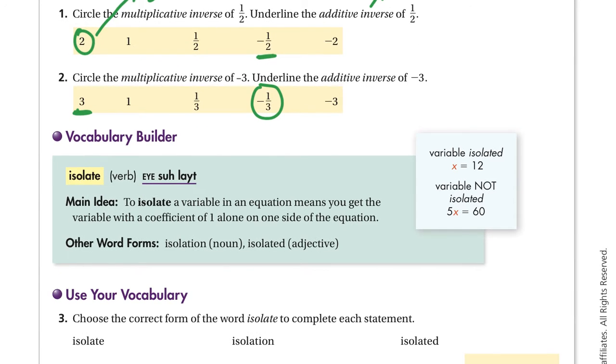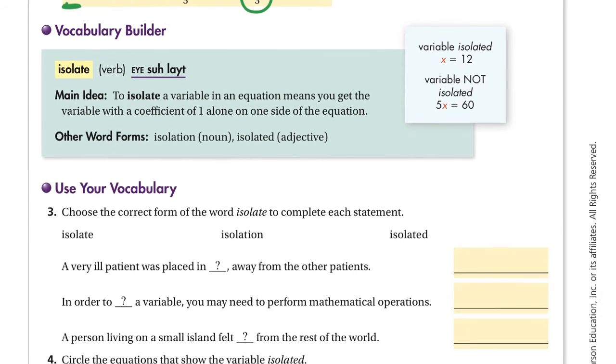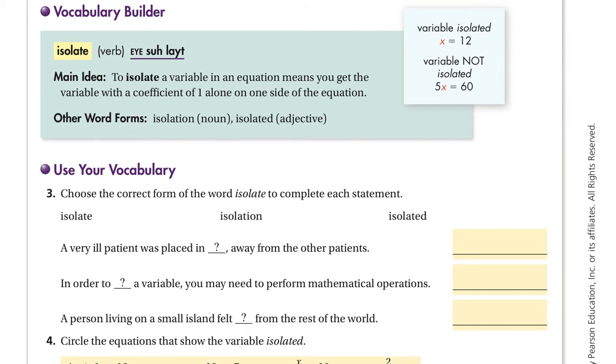So the main vocabulary term for today is isolate. To isolate a variable in an equation means you get the variable with a coefficient of 1 alone on one side of the equation. So x equals 12 is an example of a variable that's isolated. 5x equals 60 is an example of a variable that is not isolated.